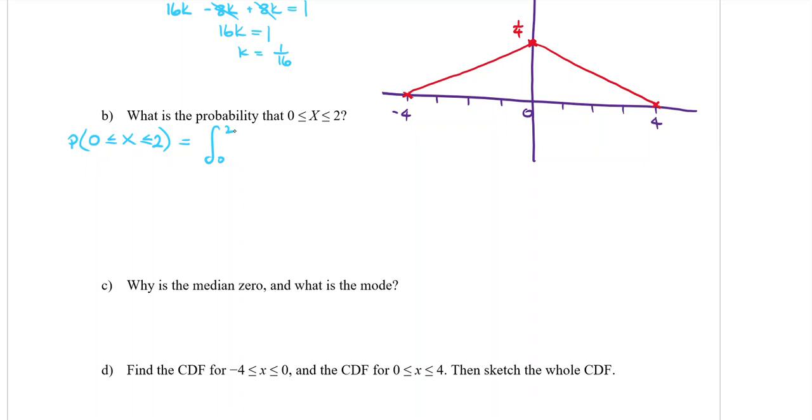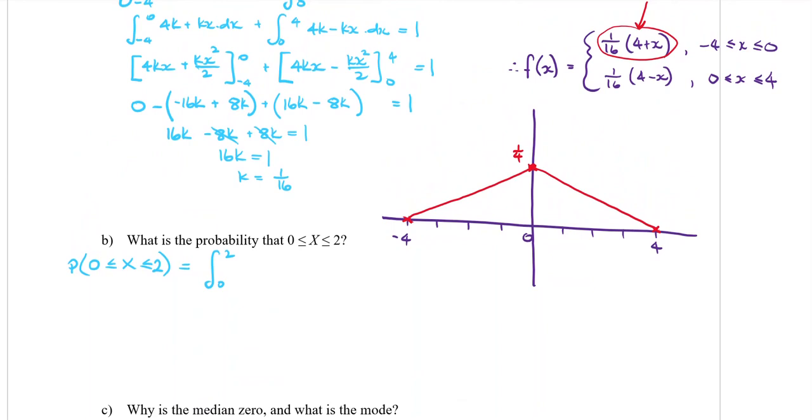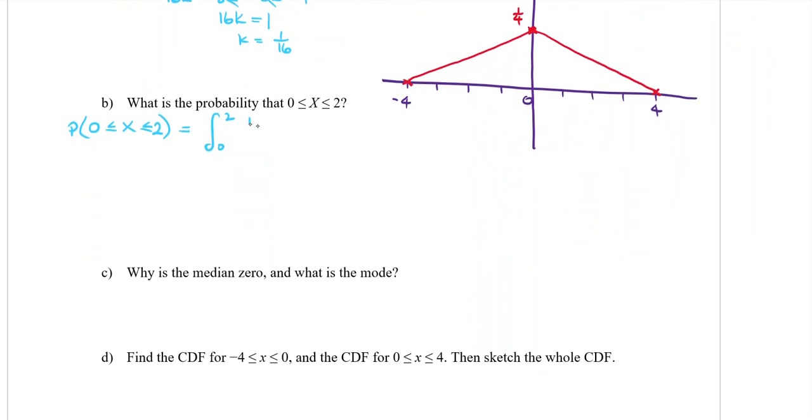Now, there's two different equations. Do I need both of them? No. Which one do I need? I need the one that's between 0 and 2, which is the second one. So 0 to 4 is only in the bottom one there. So I'm going to integrate the 1 over 16 times 4 minus x dx. All right, integrating. Let's just put the 1 over 16 out the front, and then get 4x minus x squared over 2 between 0 and 2.